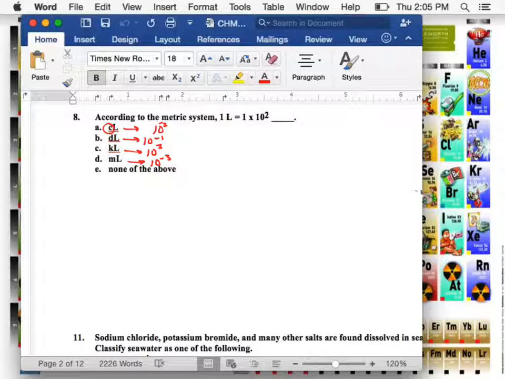By going through and specifying what those prefixes meant, we can eliminate 3 answers. When we look at our answer choice, it's 1 times 10 to the second, which means my power of 10 had better include 2. That means B, C, and D are all wrong. Just to make sure none of the above isn't actually messing with me: 1 centiliter is equal to 1 times 10 to the negative second liters. That was the whole point of that notation.